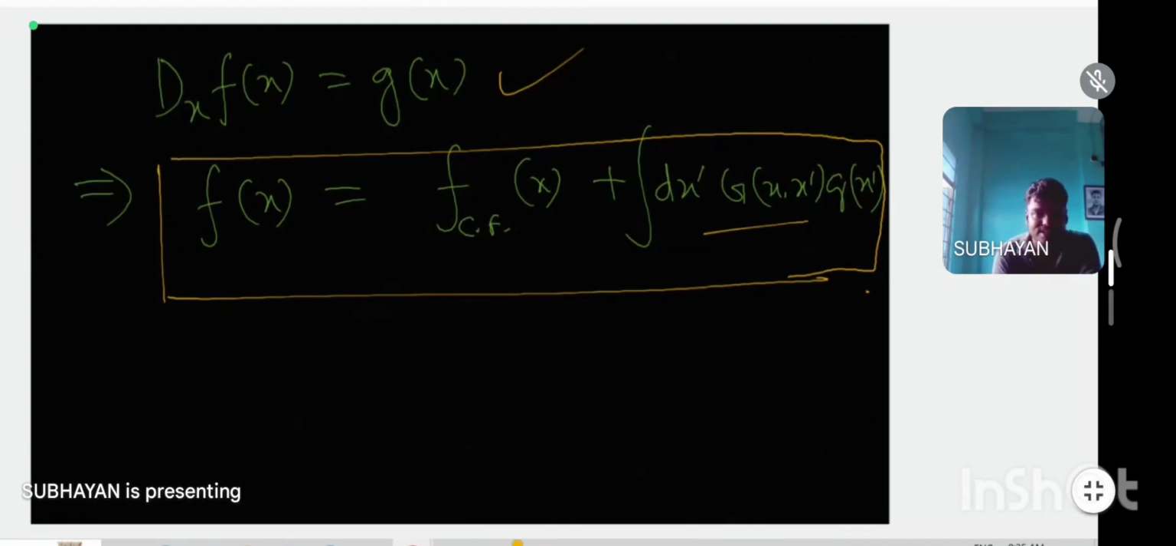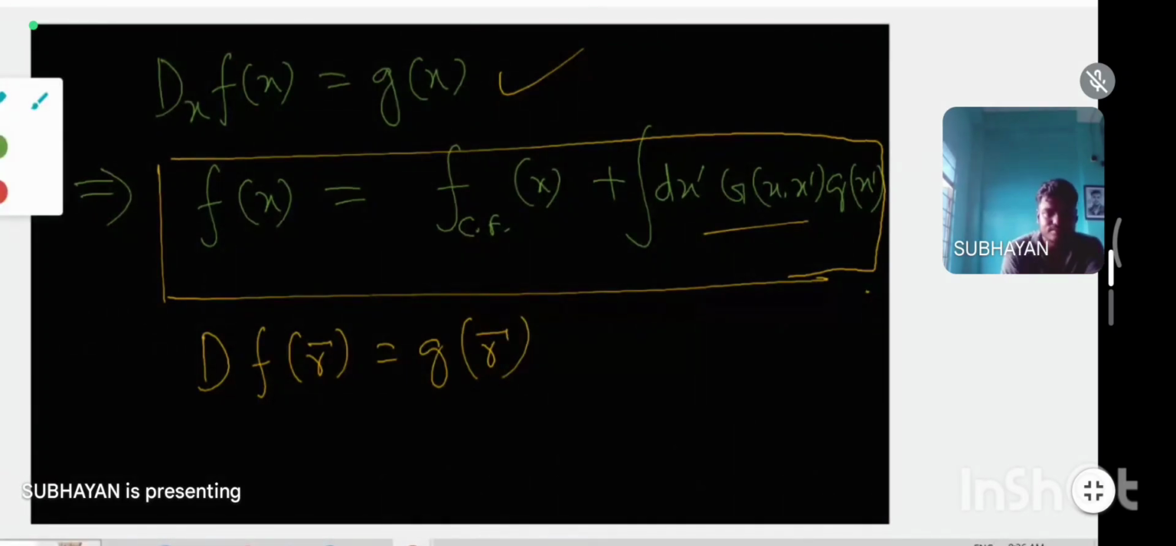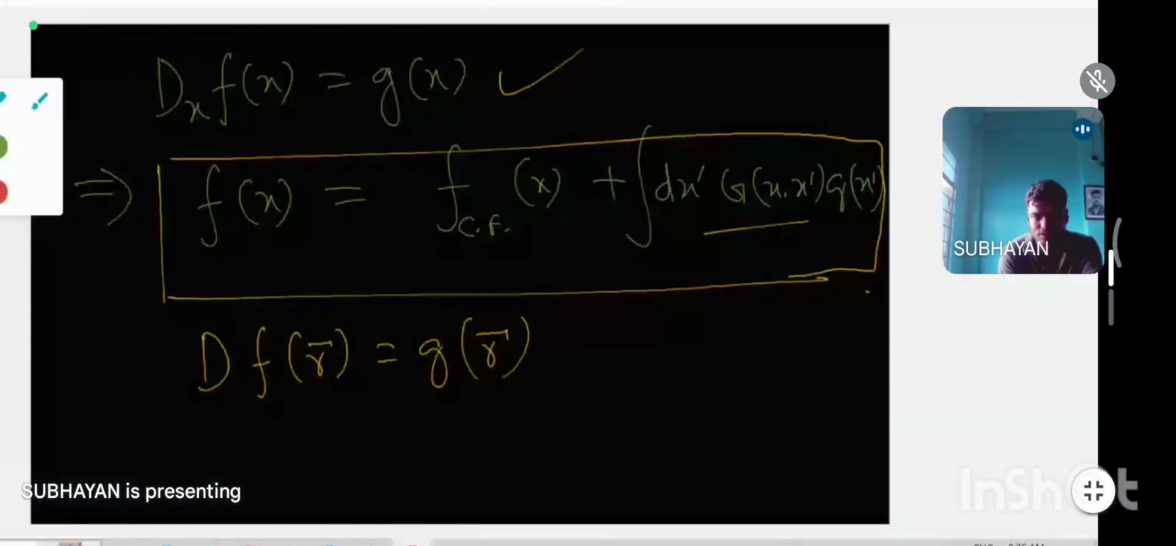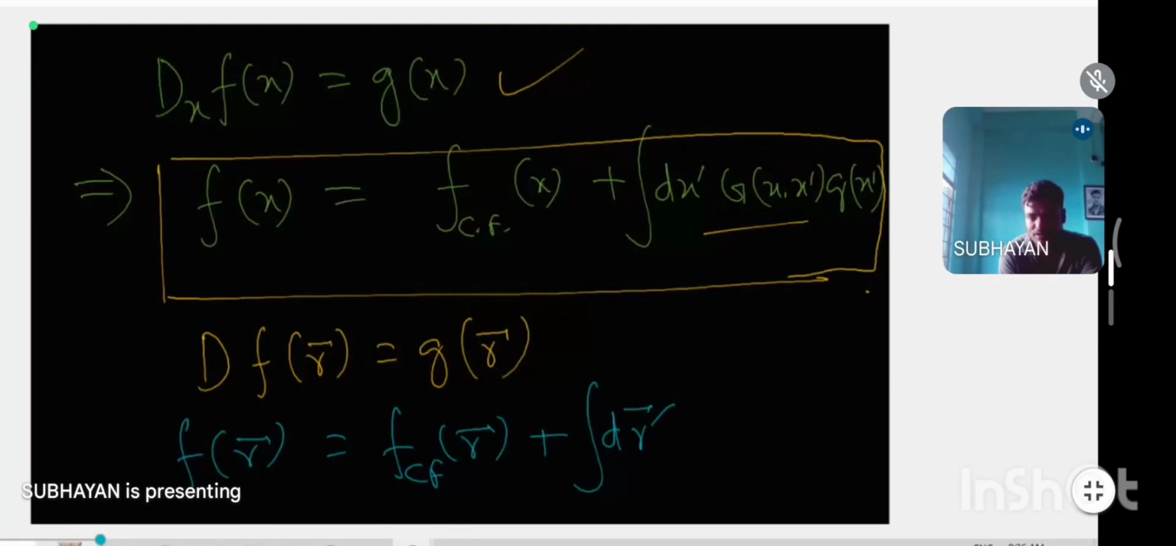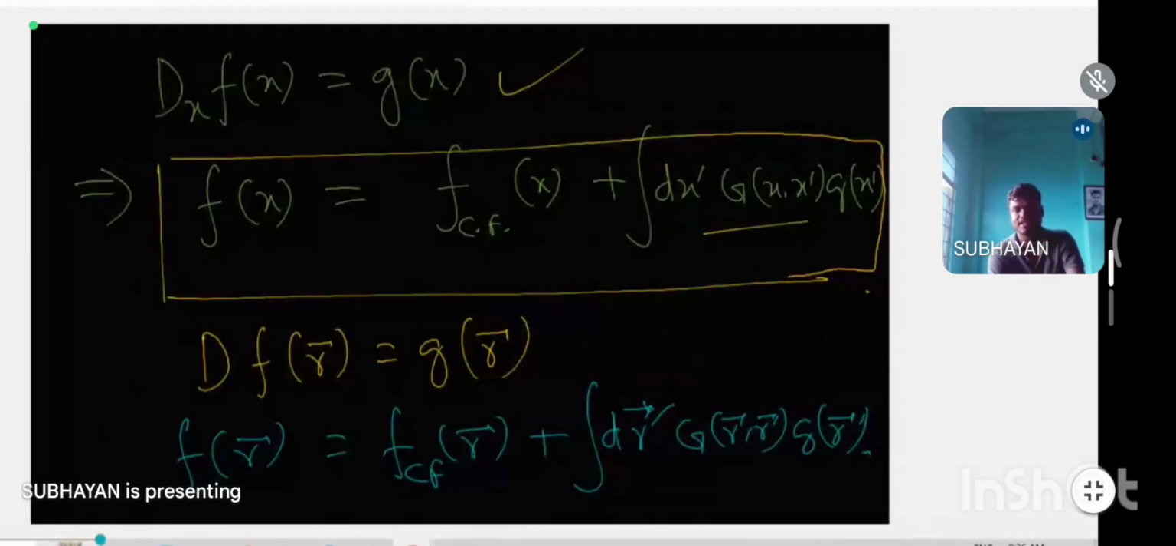Okay. And in 3D, suppose this is D of function of fr equal to gr, and identically you can put the solution for fr equal to the complementary function part plus the volume integration dr vector prime G r prime g of r prime. So you can directly write the solution in terms of the green function that way.